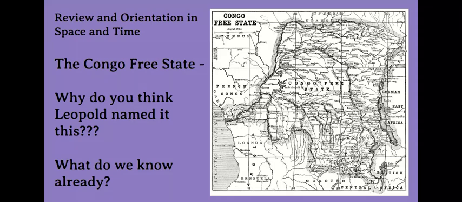What do we know about the Congo Free State already? We know some things from the previous set of slides. We know that King Leopold kicked off the scramble for Africa. We know that he made a lot of money off of the Congo's resources, things like ivory. We know that he used the excuse of ending the slave trade to come and control and militarily crack down on freedom in this region.